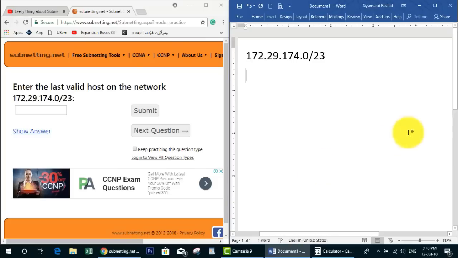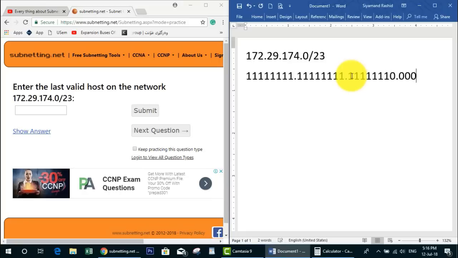But before that, let's change this shorthand to a subnet mask. So we have this is 16, 17, 18, 19, 20, 21, 22, 23 ones, then 0. So we have 255, 255, then 254, which is 255 minus 1, and then 0.